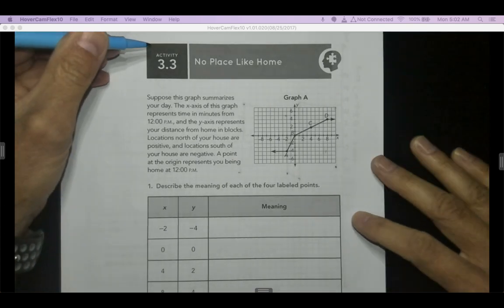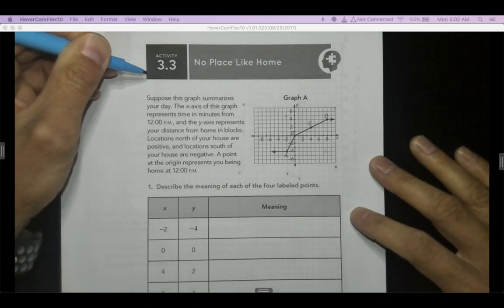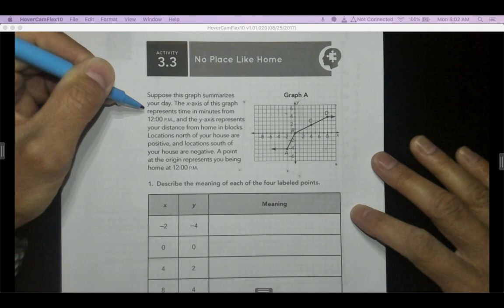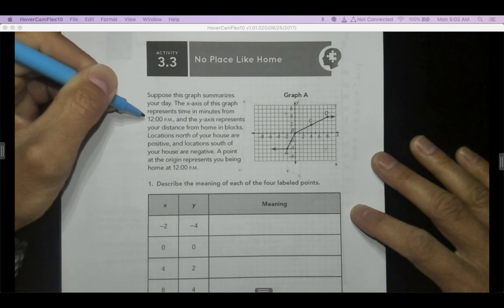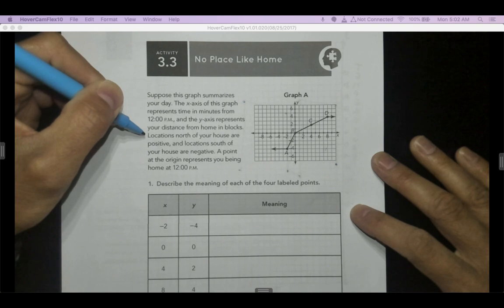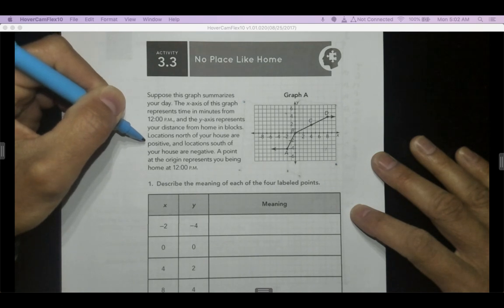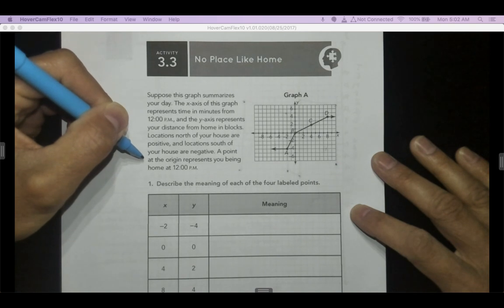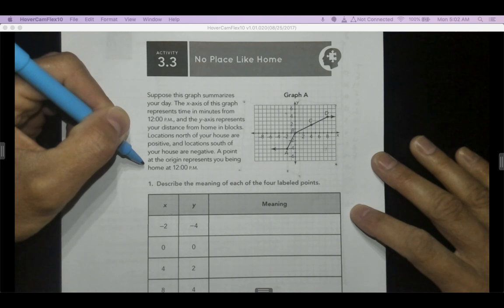All right. Activity 3.3, no place like home. Suppose this graph summarizes your day. The x-axis of this graph represents time in minutes from 12 p.m., and the y-axis represents your distance from home in blocks. Locations north of your house are positive, and locations south of your house are negative. A point at the origin represents you being home at 12 p.m.